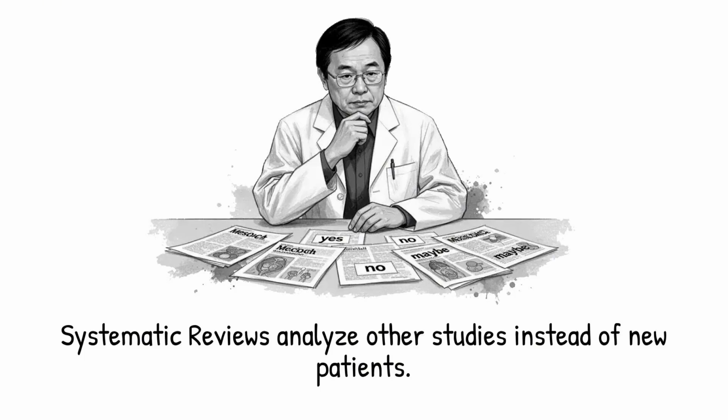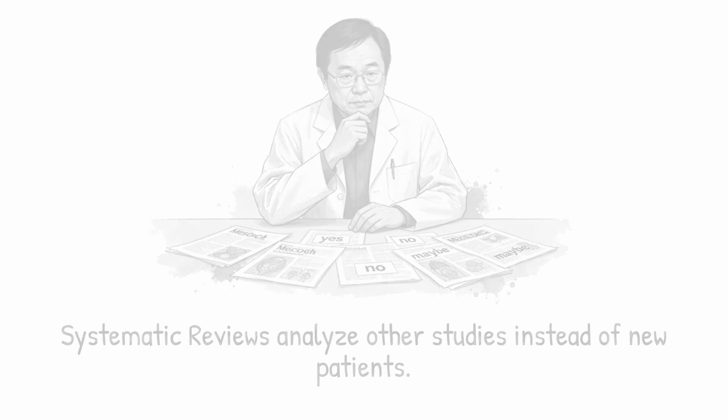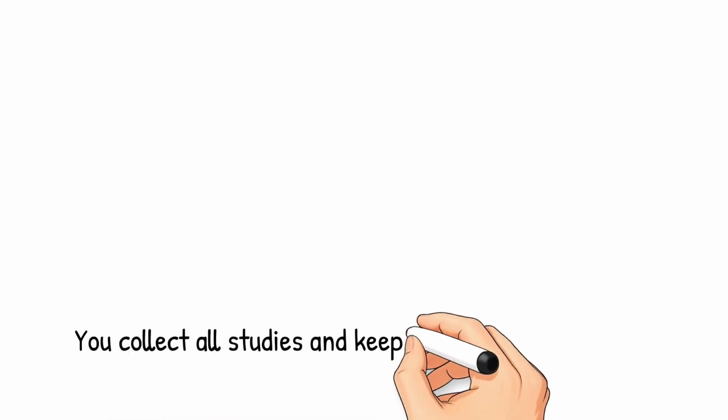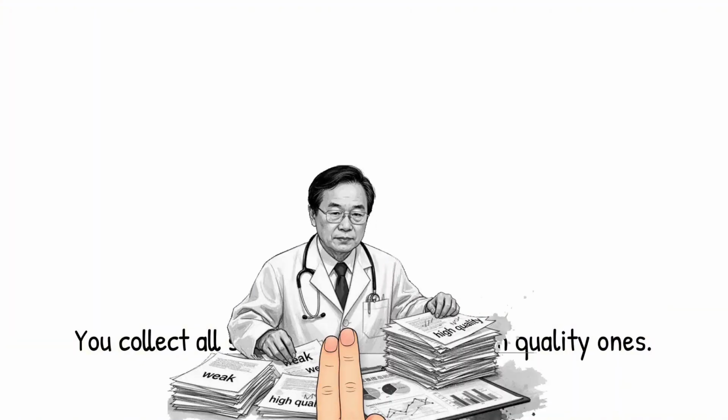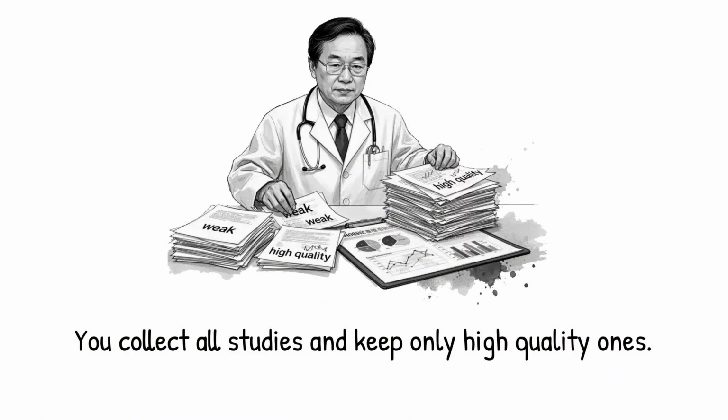You do a systematic review. You collect every study ever published on this question. You filter out the weak ones. You keep only the high-quality ones. Then in a meta-analysis, you combine their numbers into one single answer that is more powerful than any individual study alone.